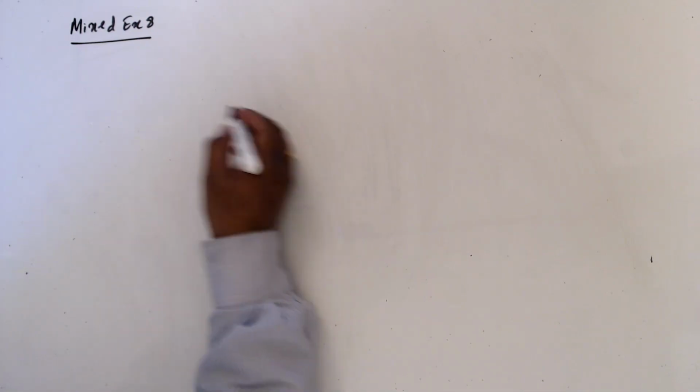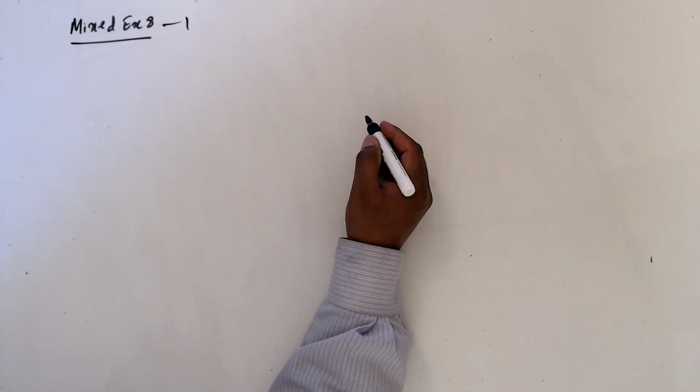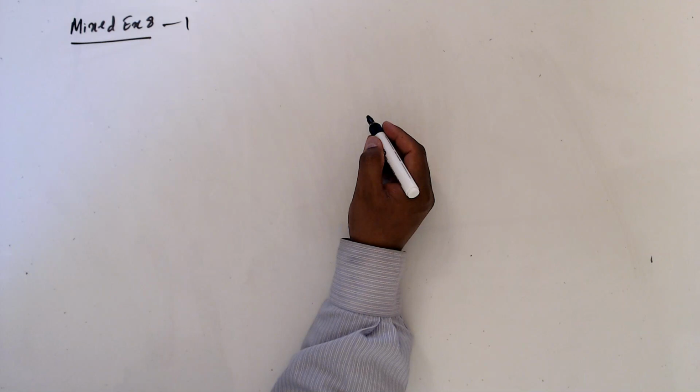Mixed exercise, question number one. The motion of a cricket ball after it is hit until it lands on the cricket pitch is modelled.